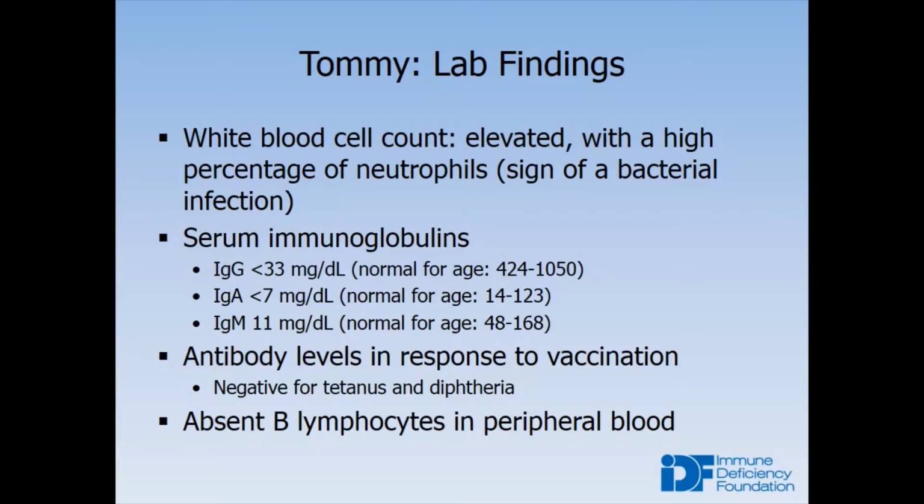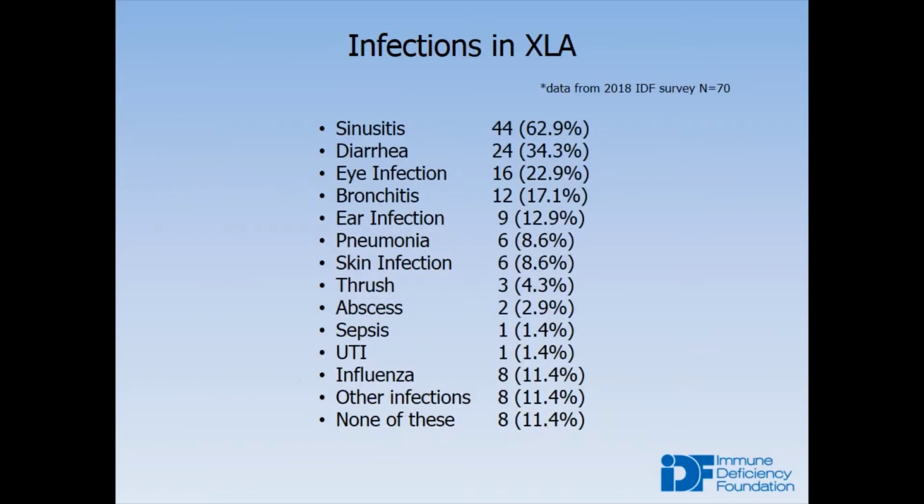Then we went further and we did something called flow cytometry, which lets us look specifically at the T cells and the B cells and the NK cells, which is the talk for another session. But this kid had no B cells. So that gave us a diagnosis before we ever did genetics. And this was actually pre the days that we did genetics.